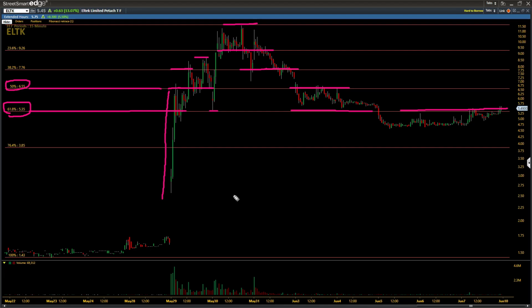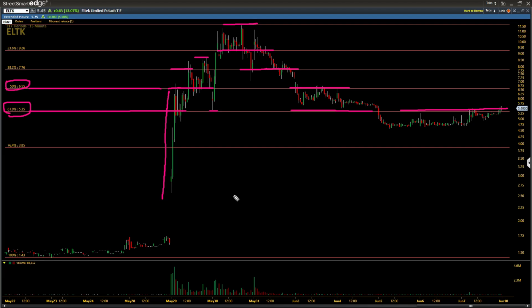There are other traders doing the exact same thing, looking at these levels and trading off of these levels. That's why I'm going to go ahead and say a lot of times you'll see Fibonacci work really well on stock charts. Do I rely on Fibonacci?